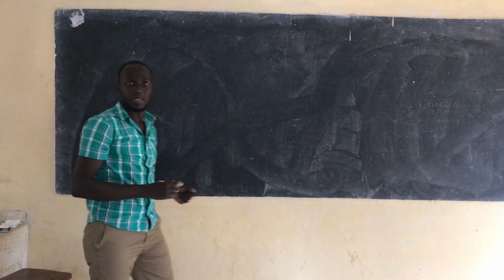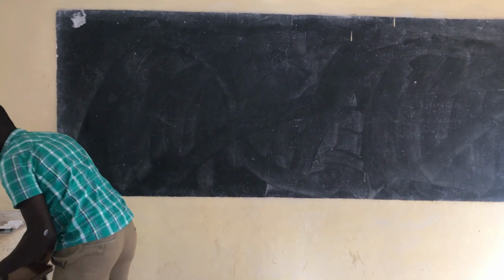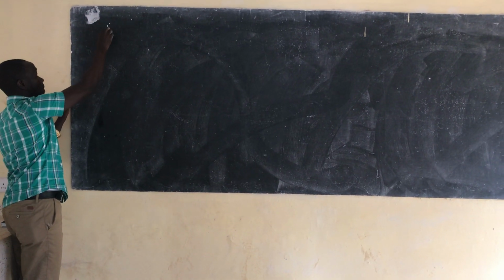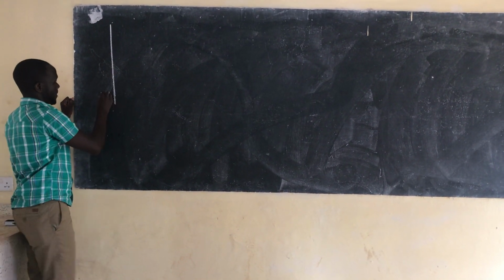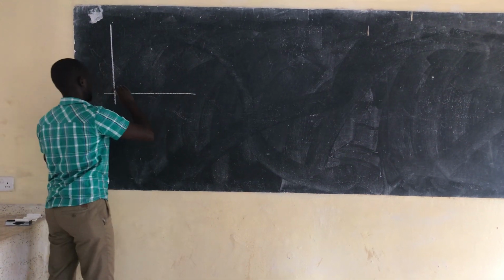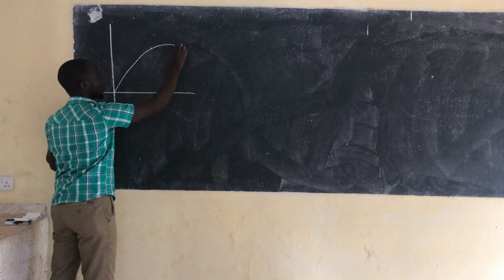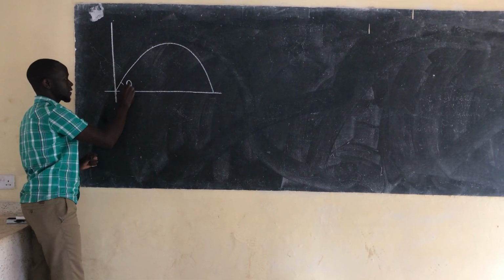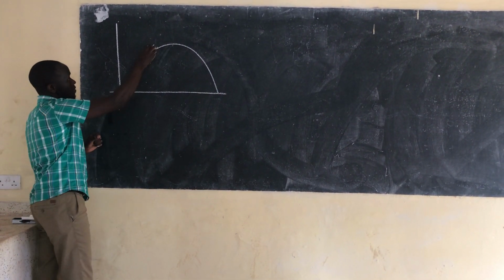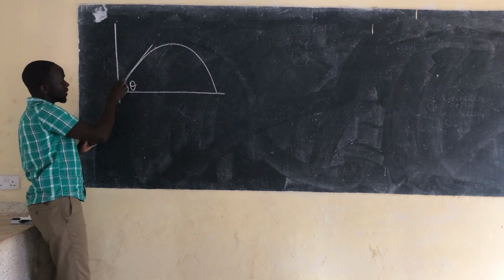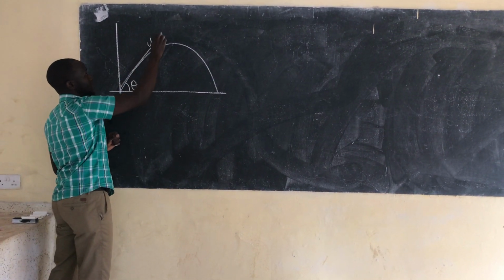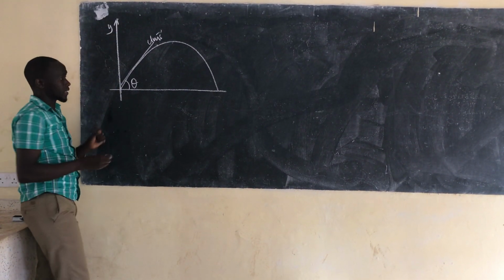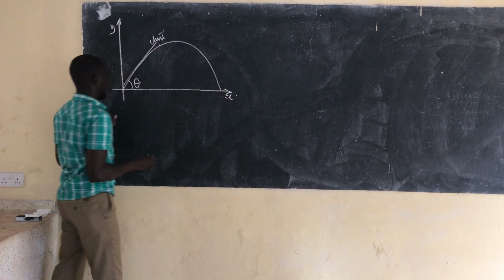So, consider a particle that is projected at an angle, say theta, with initial speed that is u meters per second. This one represents the y-axis and this one represents the x-axis.